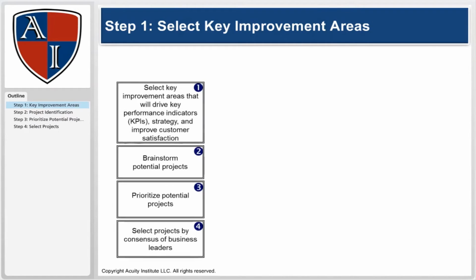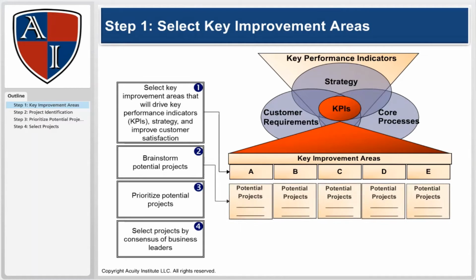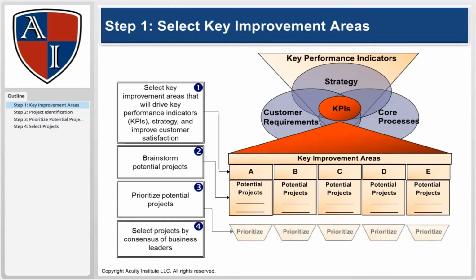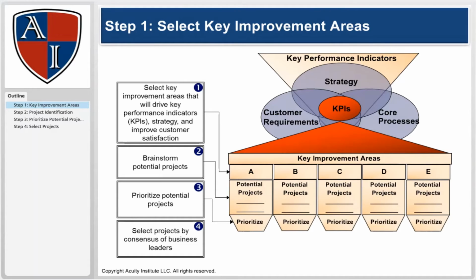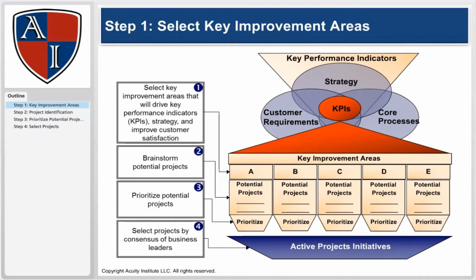As you identify potential Lean Six Sigma projects, the first step is to select key improvement areas in the business that will drive key performance indicators, or KPIs, strategy, and improve customer satisfaction. The next step is to brainstorm potential projects. Once this is complete, you will need to prioritize your potential projects. And lastly, you will need to select projects by consensus of business leaders. These will become your active Lean Six Sigma projects.